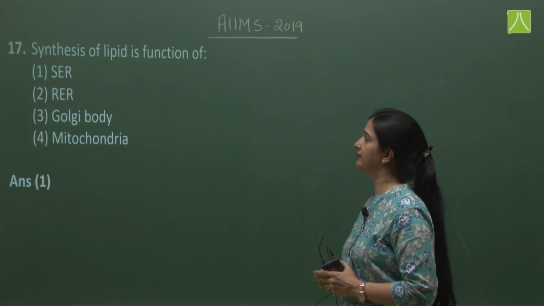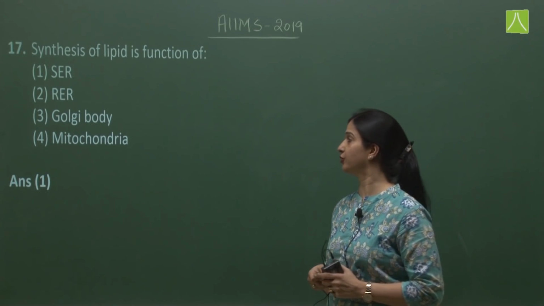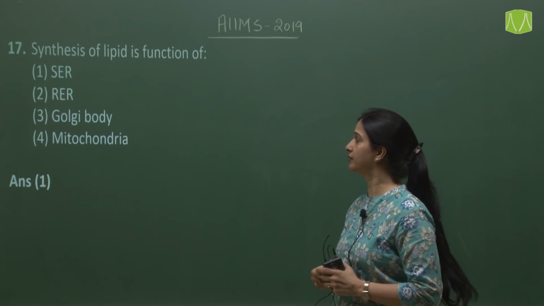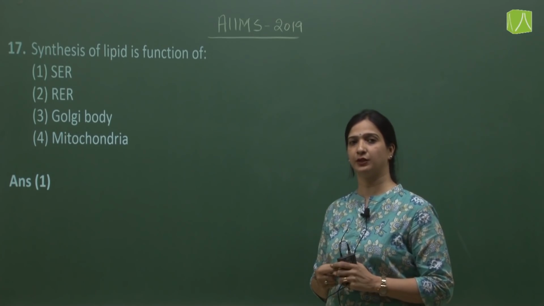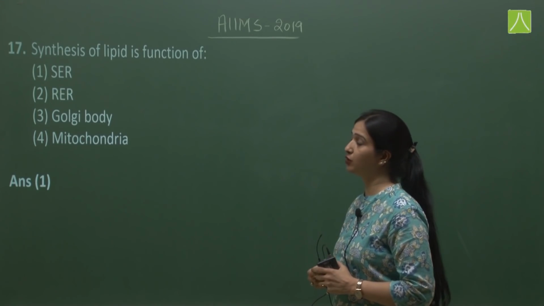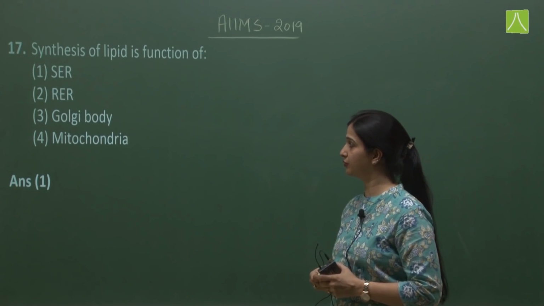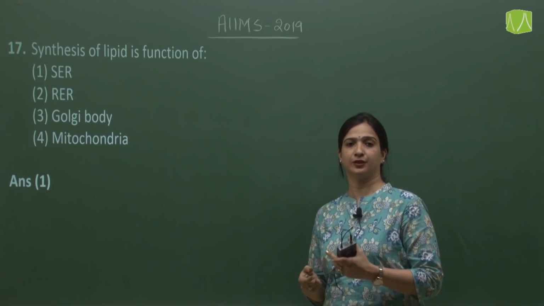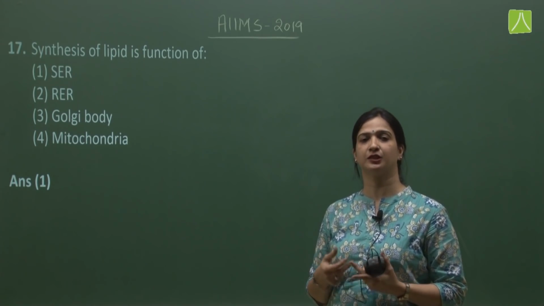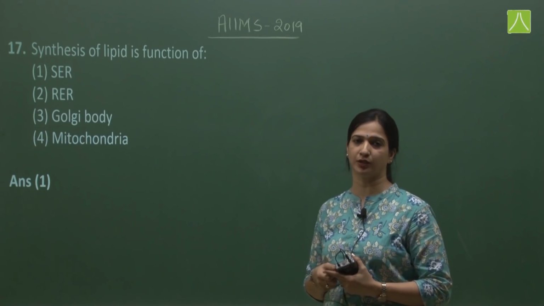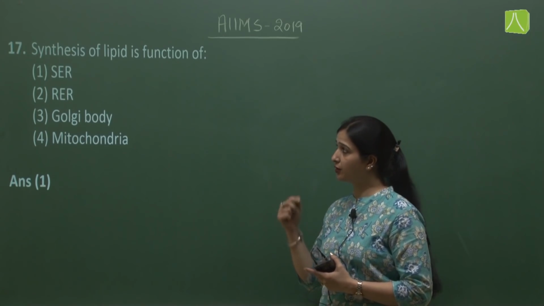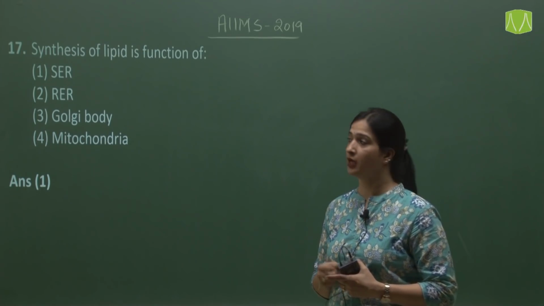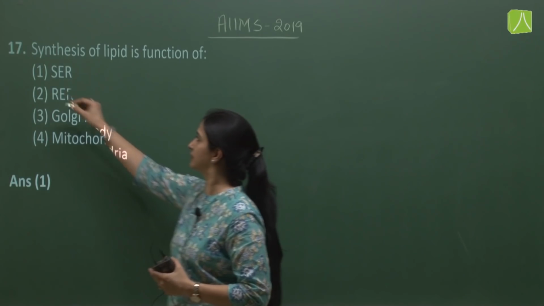Let us see question number 17, synthesis of lipid is a function of. First option is SER, that is smooth endoplasmic reticulum. Second is RER, that is rough endoplasmic reticulum. Third is Golgi body, and fourth one is mitochondria. As we know, smooth endoplasmic reticulum is basically related to the synthesis of lipids, steroids, and is also involved in the detoxification of drugs. If we talk about RER, it is involved in the synthesis of proteins and ribosomes. So here the correct option will be first.